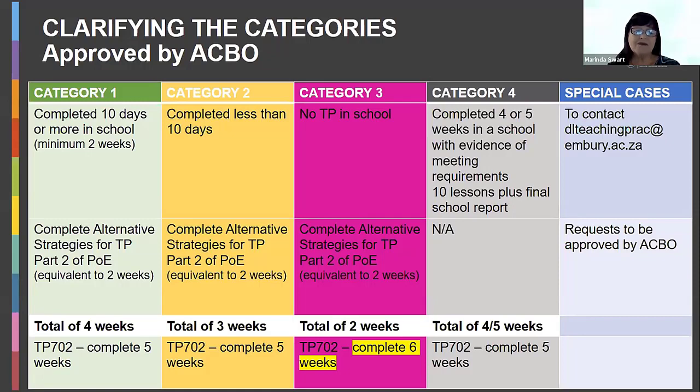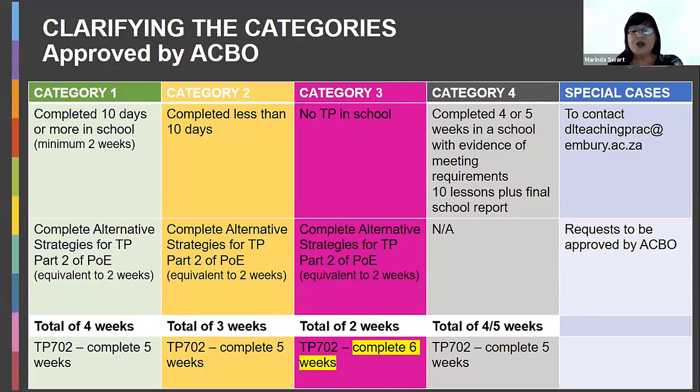So you will have more or less 3 weeks of TP, give or take. Then you do 5 weeks of TP in the second semester or in TP702, and you would have done a minimum of 8 weeks.